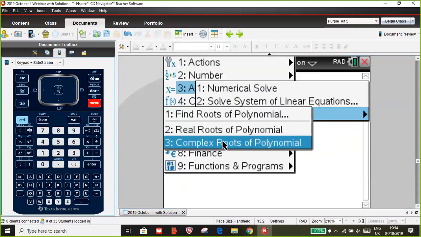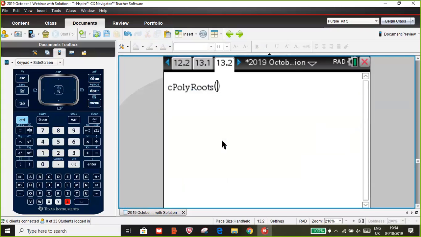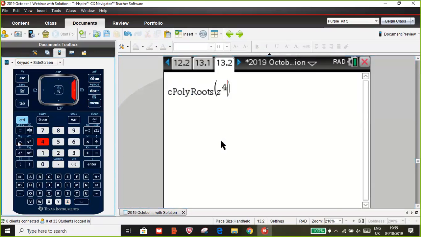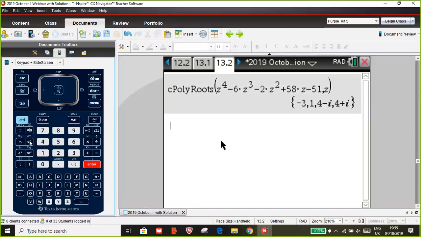Just key in the formula, which is z^4 minus 6 times z^3, z cubed, minus 2 times z squared, yes, running out of time, plus 58. This is how your students feel when the teacher says last 5 minutes, last 1 minute. Comma z. Okay, so the calculator gives us the 4 answers.